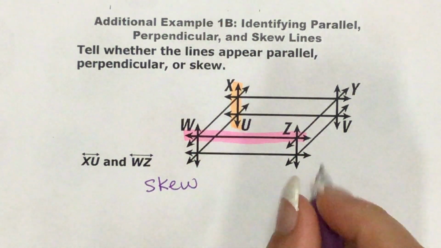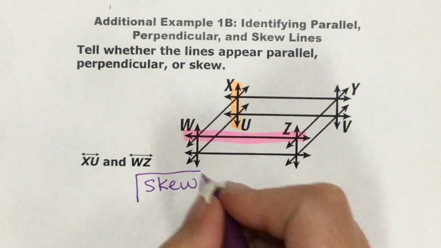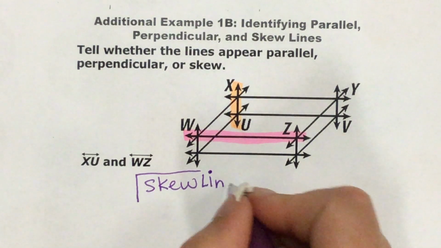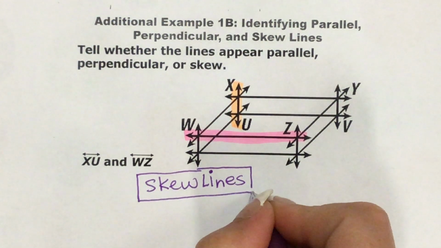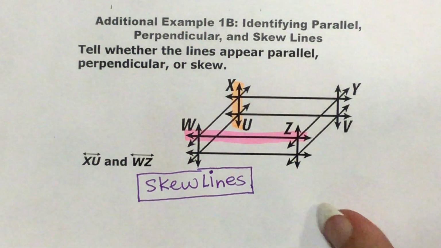There is no fancy symbol for skew lines. These are skew lines. We'll just say lines. Skew lines. That's what these are. Skew lines. Okay? All right. Let's go ahead and look at the next example, which would be example 1C.